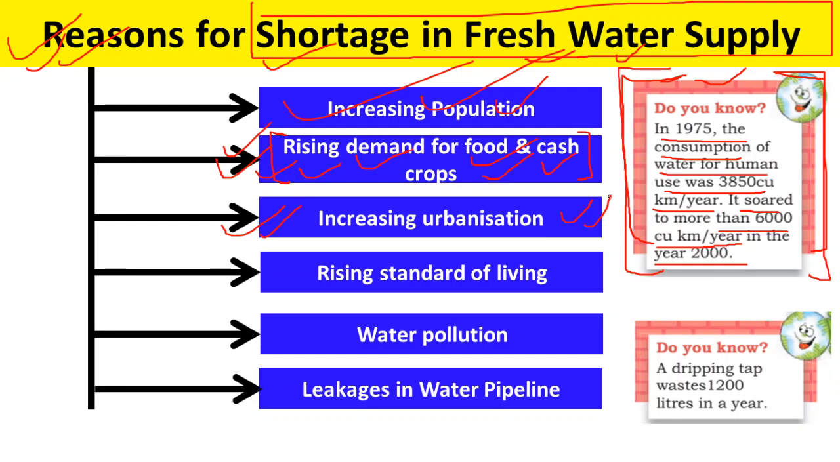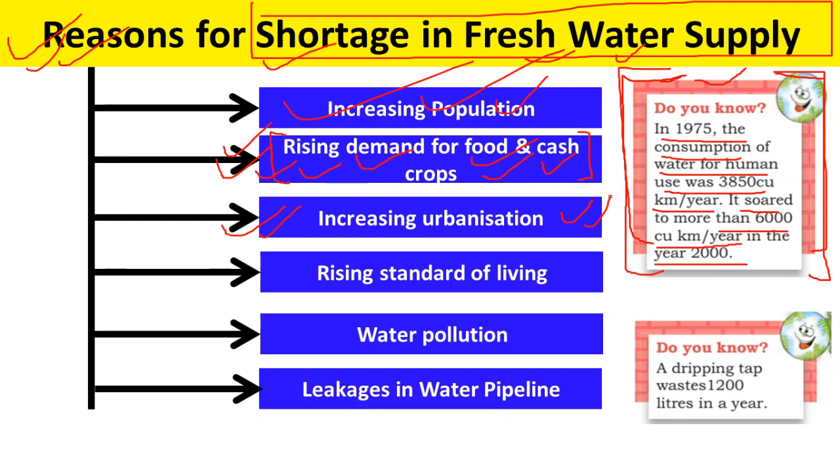Next is water pollution. We are also polluting the water sources, like in rivers, like in lakes. So what is it doing? Water is available in the river, but we cannot use it because it's polluted. A simple example is the Yamuna in Delhi. The water is so polluted in Yamuna that you cannot even think of going and touching that water, because it's so polluted.